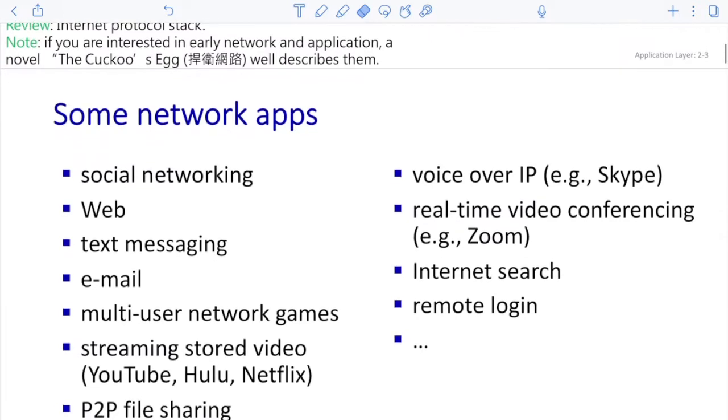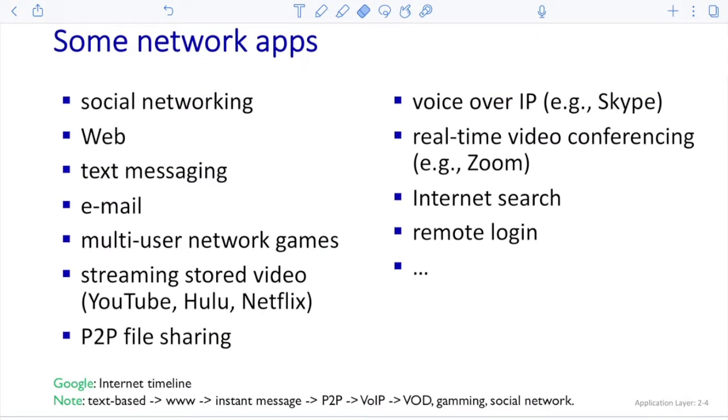to read. Okay. So there are several network applications. I think you are very familiar with those applications: social networking, web, text, email, games, video streaming, sharing, video conference, something like that. Usually those protocols were invented for different purposes, of course. But as I mentioned, the earliest application protocols were text-based, right? Something like HTTP, basically text-based protocols.